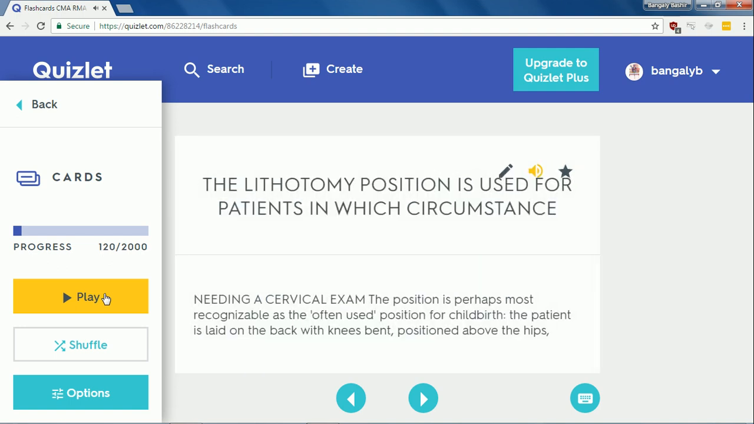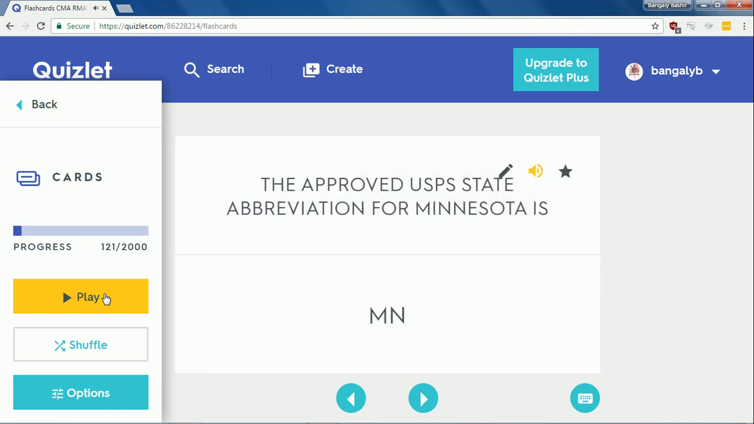The lithotomy position is used for patients in which circumstance? Needing a cervical exam, the position is perhaps most recognizable as the often used position for childbirth. The patient is laid on the back with knees bent, positioned above the hips. The approved USPS state abbreviation for Minnesota is MN.